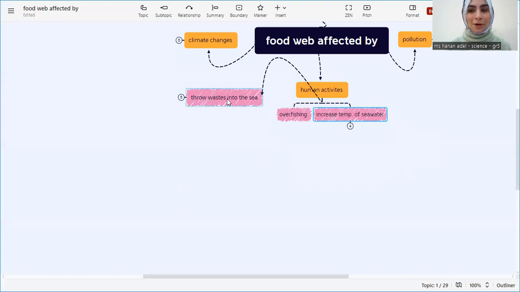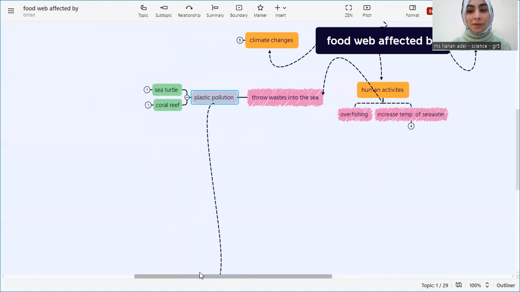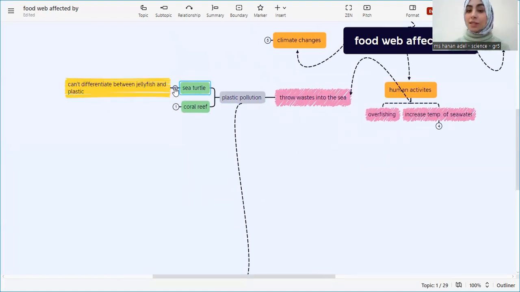Now we're going to speak about throwing wastes into the sea. I will speak especially about plastic pollution, or throwing plastic things. Of course, it will affect all the marine ecosystem, but we will take 2 examples here. The first one is the sea turtle. The sea turtle, one of the cutest animals ever, but they can't differentiate between a jellyfish and plastic. So they eat the plastic bag thinking it's a jellyfish. So this hurts them a lot.